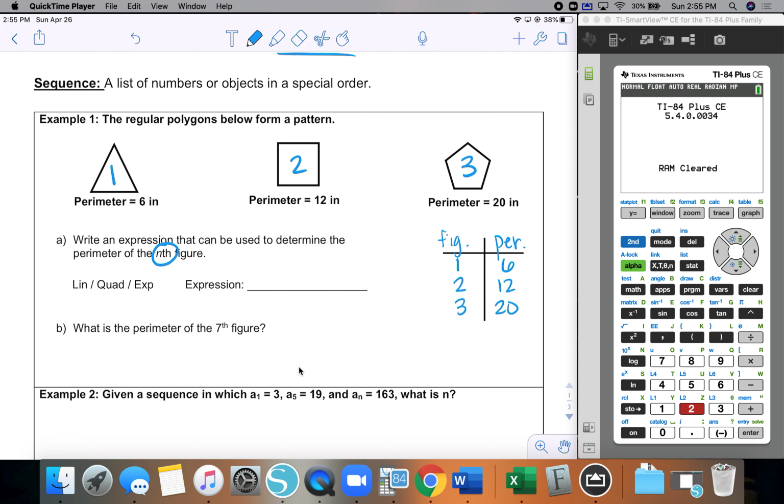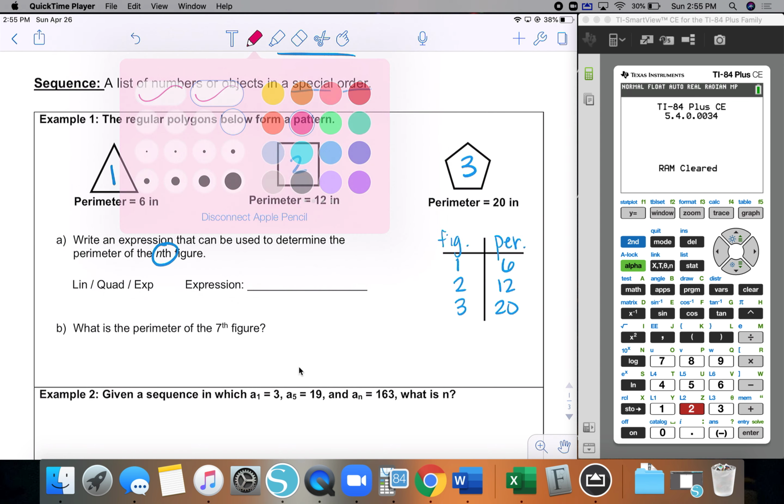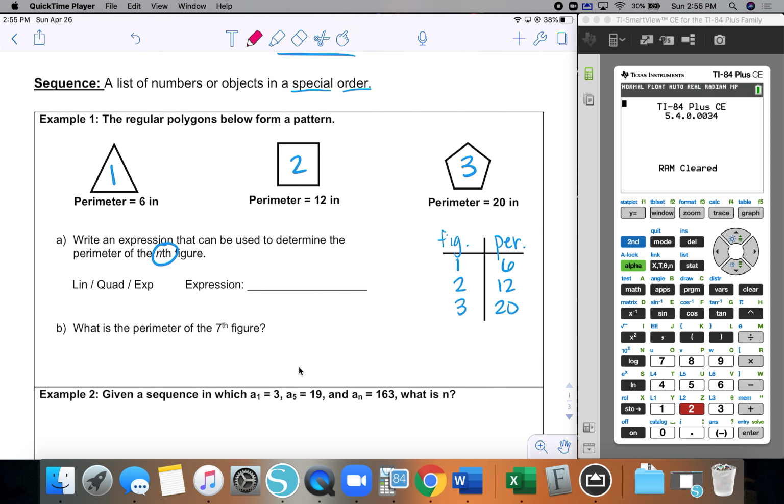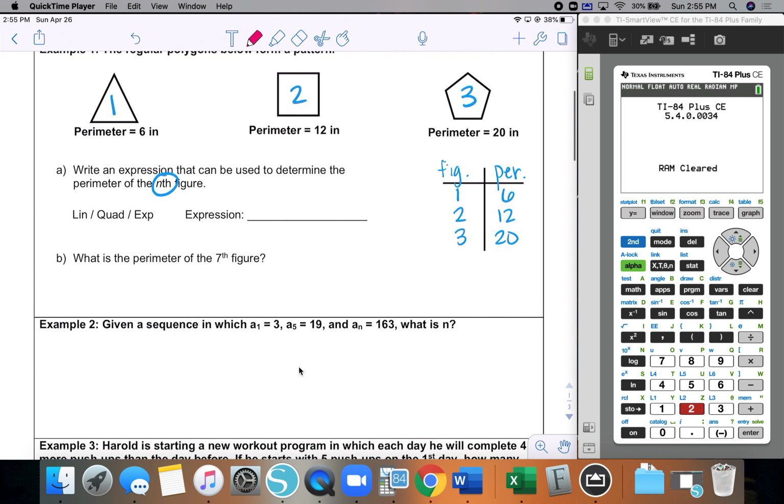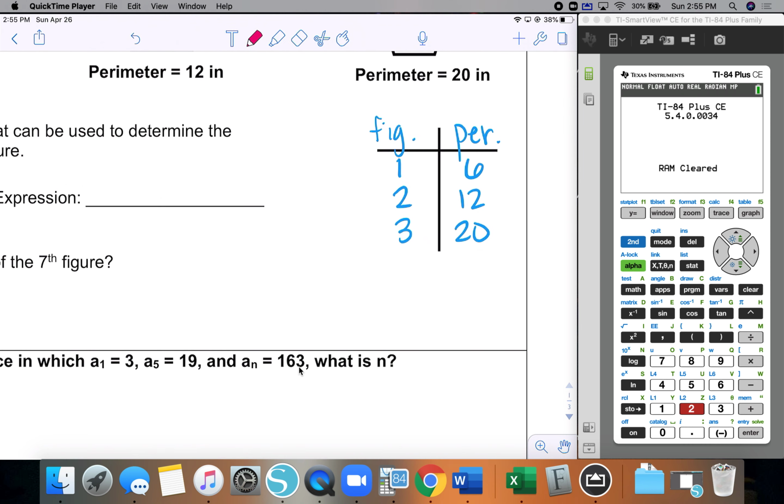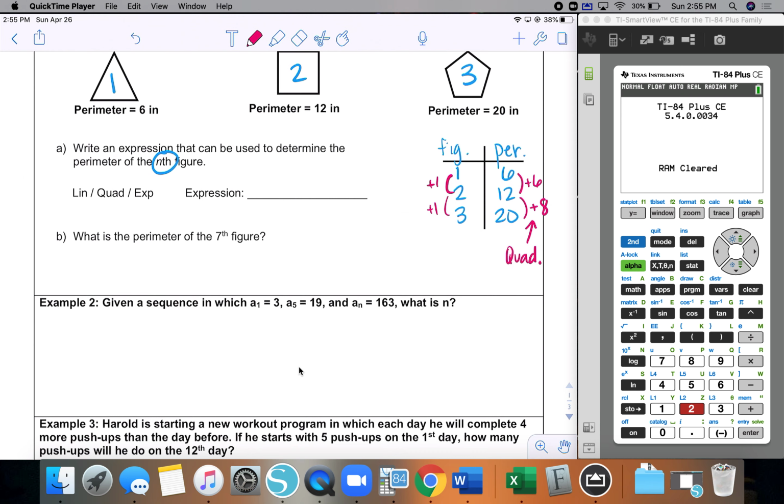Remember, a sequence lists things in a special order. So the fact that they put the triangle first and not last makes a difference. That's why you have to write them in this specific order. Now, before I know which thing to type into my calculator, I need to take a look at this table to identify if it's going to be linear, quadratic, or exponential. When I follow these x values, they increase by 1 every time. When I follow the y's, 6 to 12 is an addition of 6, but 12 to 20 is an addition of 8. So because these are not increasing by the same amount every time, it's going to be quadratic.